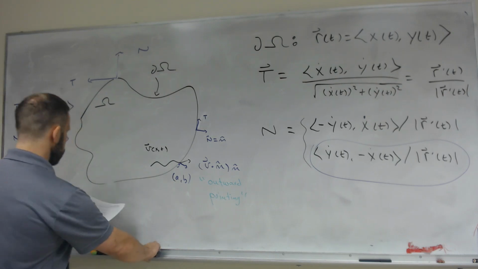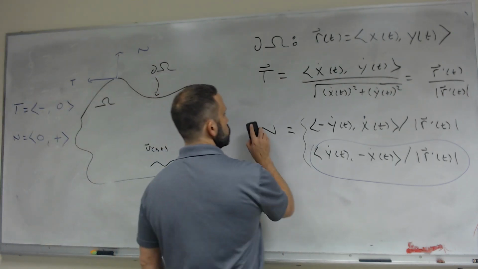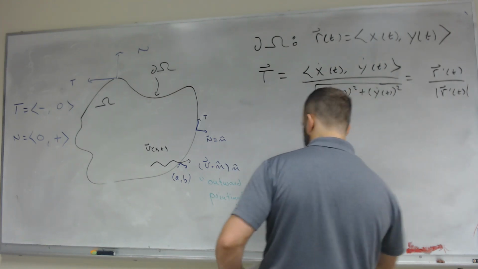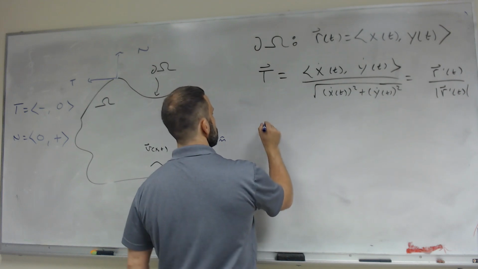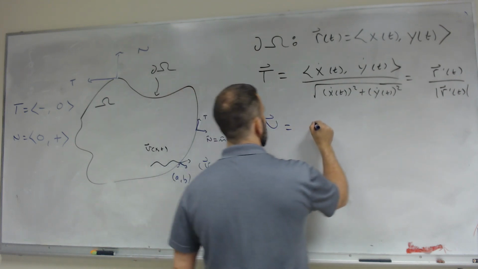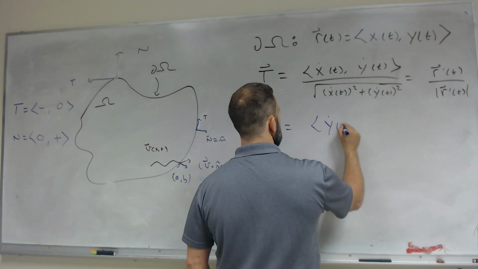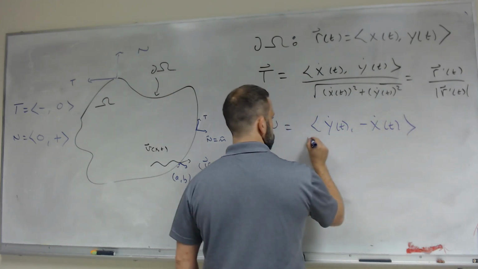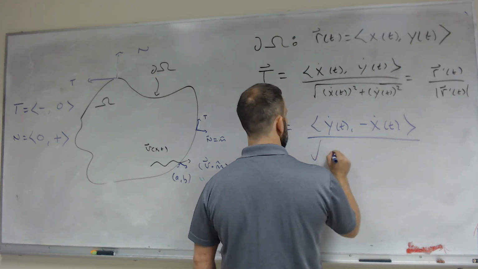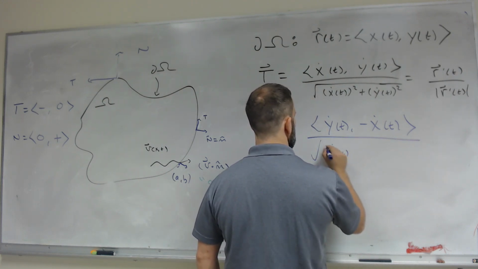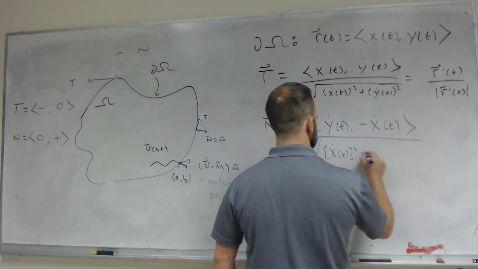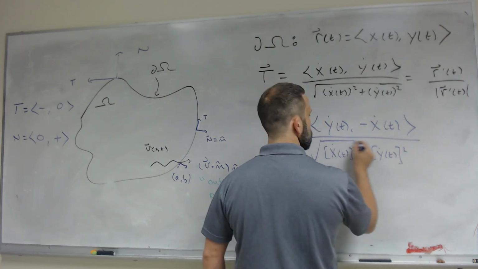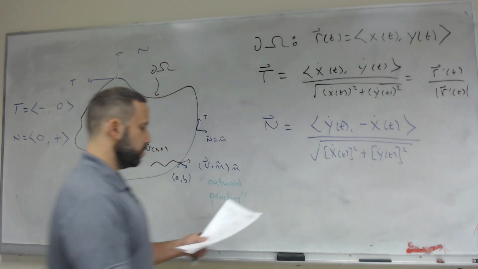Okay, so I'm going to record that information over here. So this is what t is. And then n is going to be equal to y dot of t, minus x dot of t, divided by the square root of x dot of t squared plus y dot of t squared. Okay, and so that is the unit normal vector.